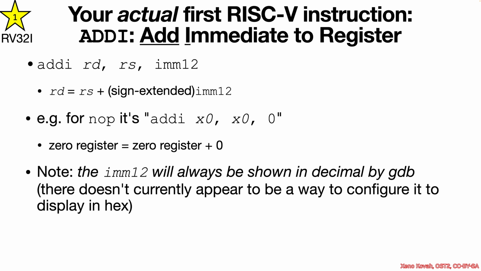Now, one miscellaneous thing that I want to say is that the immediate 12s, even though they're signed numbers, will always be shown in decimal in GDB as we debug things. As of right now, there doesn't appear to be any way to configure it to display in hex.